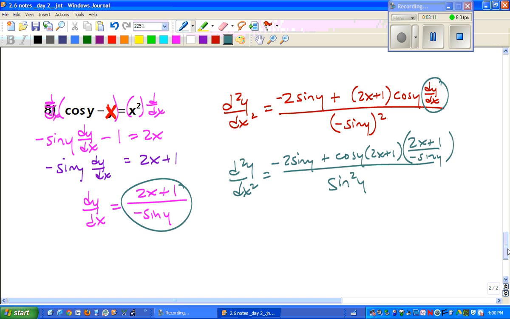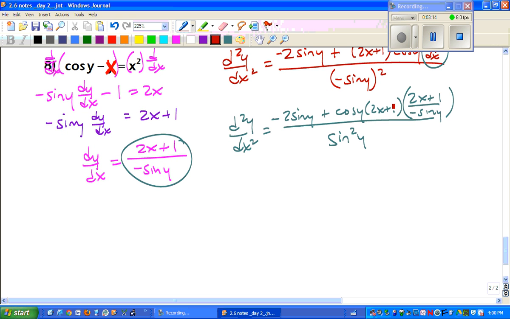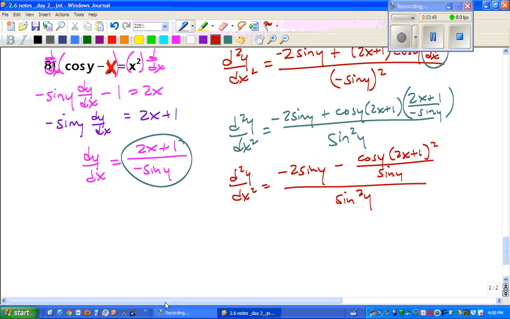So now we do a little bit of simplifying, and we can put this all as one big expression over here. Negative 2 sine of y. I'm going to make this minus, since this is negative. Multiply positive times a positive times a positive, but then divided by negative, it's going to end up being negative. We end up with cosine of y times 2x plus 1 squared all over sine of y. And that's all over sine squared.